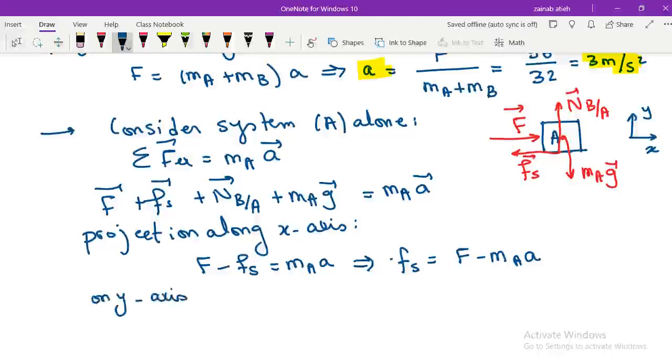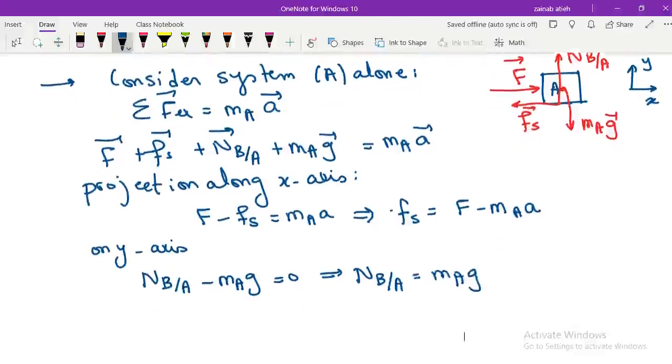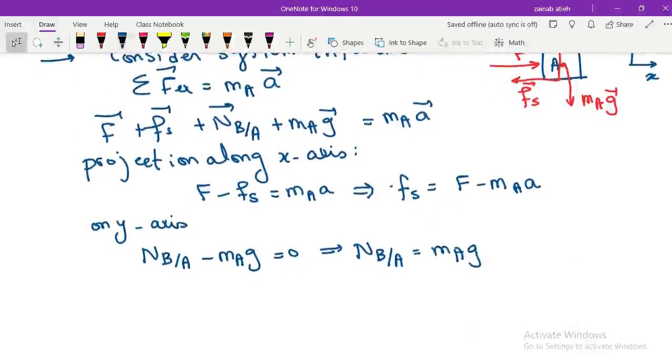I will get N exerted by B on A upward, so it's plus minus MAG, equal to 0. Everything on the y-axis equals 0. So N exerted by B on A is equal to MAG. I have the mass, I have everything. Now I have Fs and I have the normal, so I can calculate mu s.